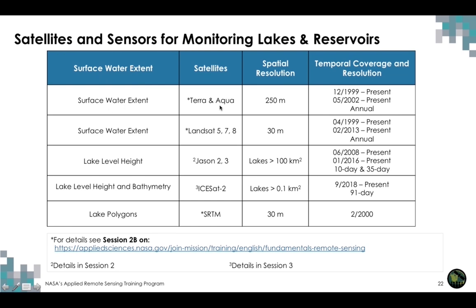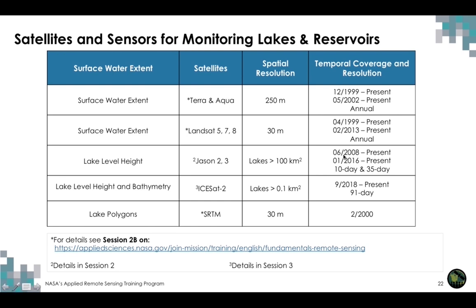So MODIS provides horizontal surface water extent at 250 meters, and it's a long time series between two satellites. It starts in December 1999 and it continues, it's current. Landsat 5, 7, and 8 provide a long time series, and the resolution here is 30 meters. Again, it provides information about horizontal water extent, so you can look at water body area from that. Lake level height information from Jason is available so that lakes which are bigger than 100 square kilometers are observed.